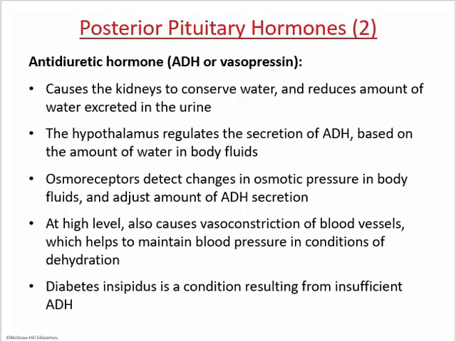Antidiuretic hormone makes you not pee. Anti, against; dia, to pass; uretic, urine. So it makes you not pee. It makes you conserve water. The amount of water in you is regulated by the hypothalamus, and it regulates the secretion of antidiuretic hormone by looking at the osmolality of the body fluids.